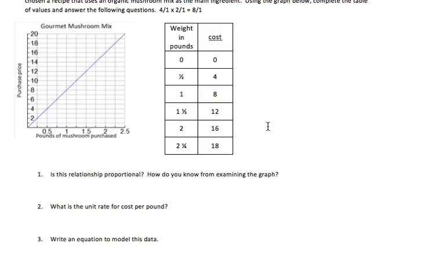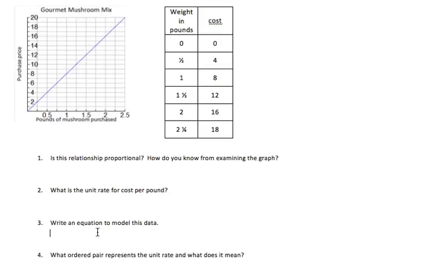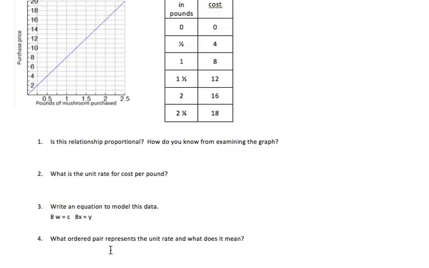The equation to model the data would be 8 times W, W signifying the weight, equals C. Or if we want to use X and Y, it would be 8 times X equals Y. The ordered pair that represents the unit rate would be our ordered pair (1, 8). And that ordered pair means that for every pound of mushrooms, the cost is $8.